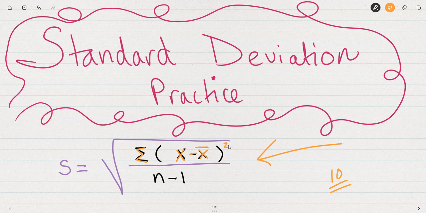After we get that sum, we're going to divide by however many numbers there are minus 1. So divide by 1 less than how many numbers there are. Since we're going to use 10 numbers, our quotient is going to be 9 when we do this practice. And then the last step is simply going to be to take the square root.